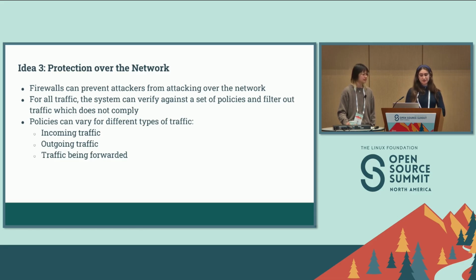These policies can apply to different types of traffic. It can be incoming traffic. It can also be traffic from our system going outward, and it can also apply to traffic being forwarded. So the end destination of the traffic is not our system, and it did not originate from our system, but we can still prevent any kind of routing with firewalls.